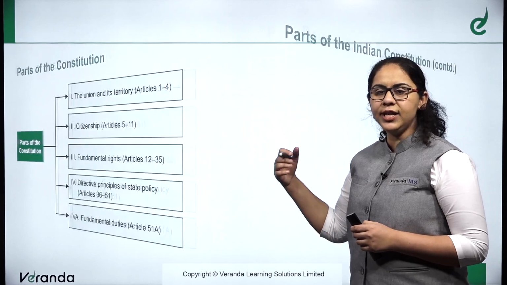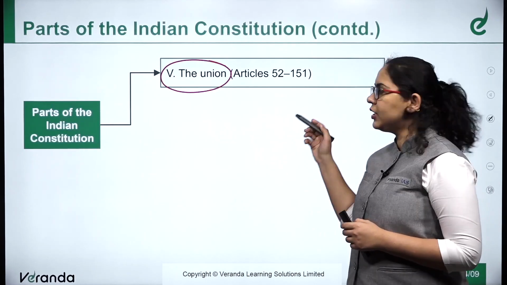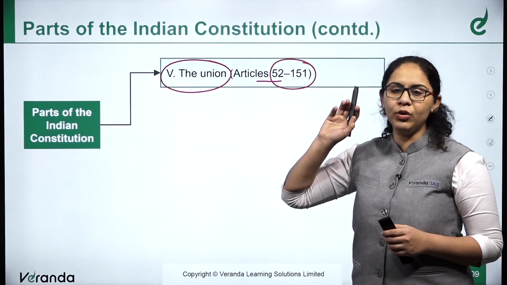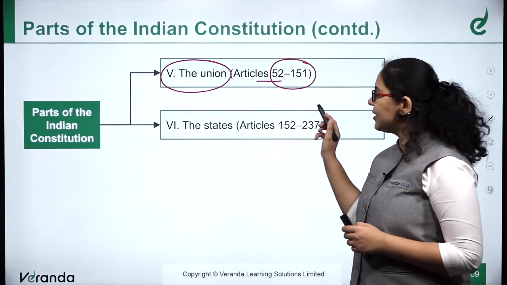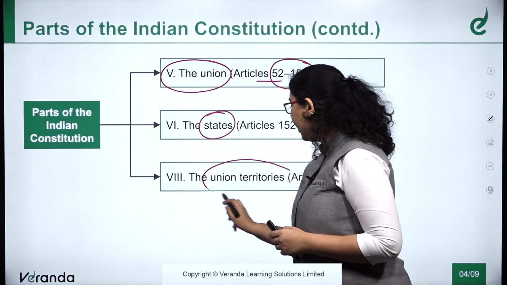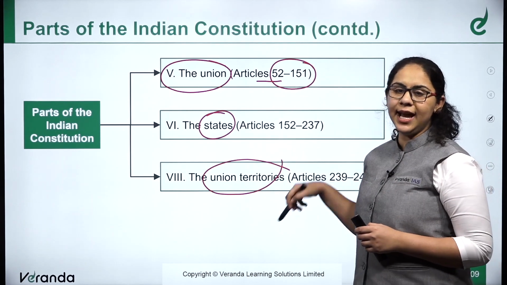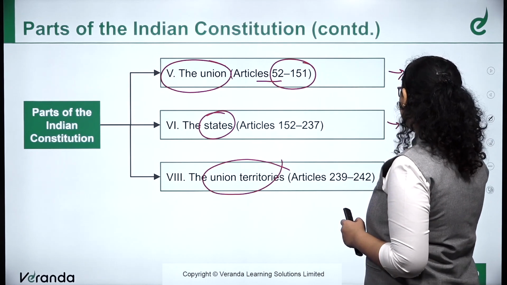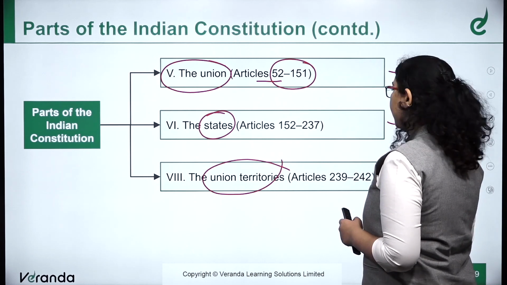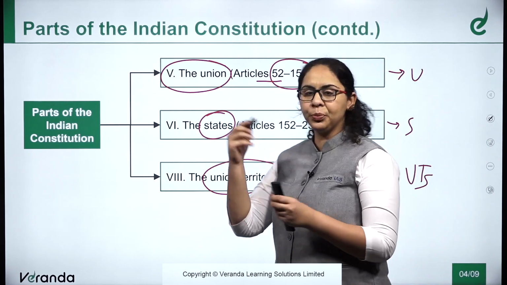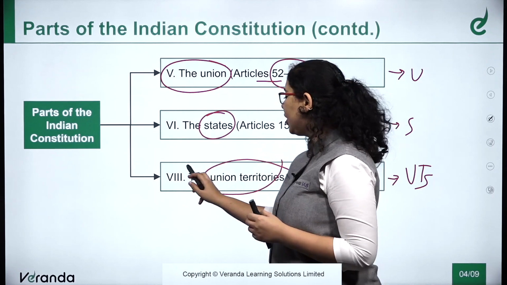Now we will move ahead. Part number 5 is Union, Articles 52 to 151. If not articles, you have to remember the parts. 6 is states and 7 is union territories. Easy. Union, states and union territories. Part 5, 6 and 7. 7 in congregation but not in number, it is 8.